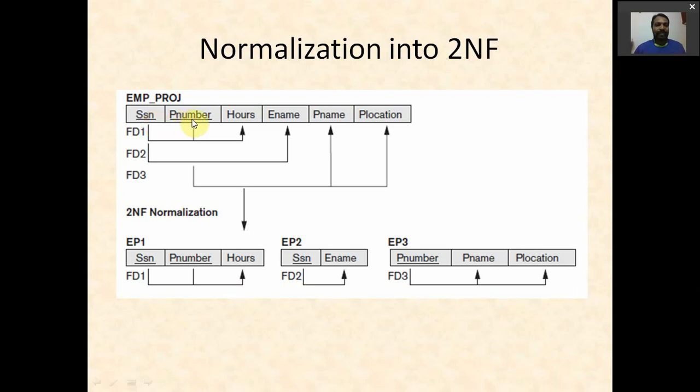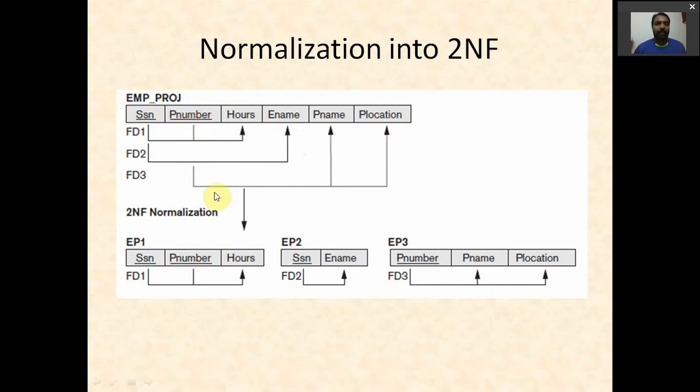Here we have SSN, P number, hours, E name, P name, and P location. If we take the functional dependencies, hours is fully functional dependent on SSN, P number, but E name is dependent on SSN alone, and P name is functional dependent on P number alone.